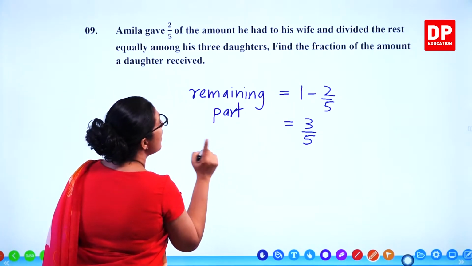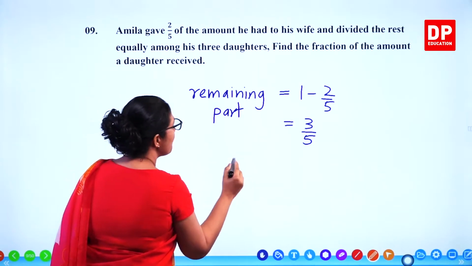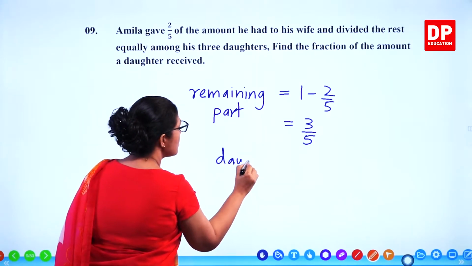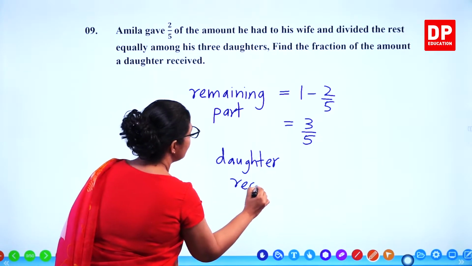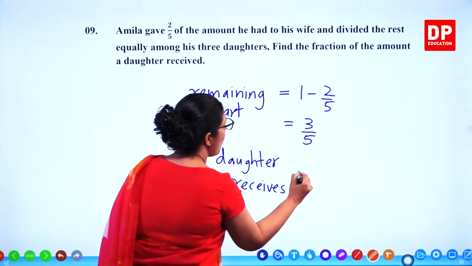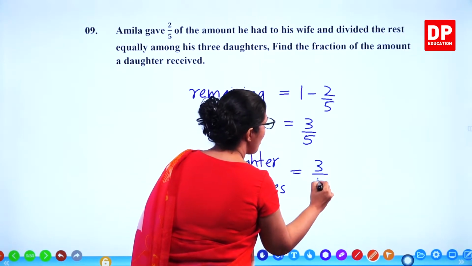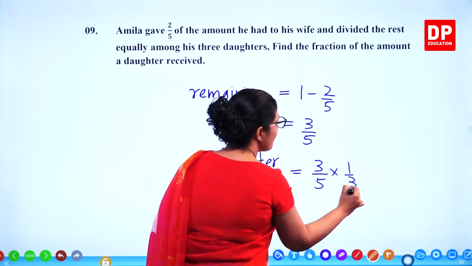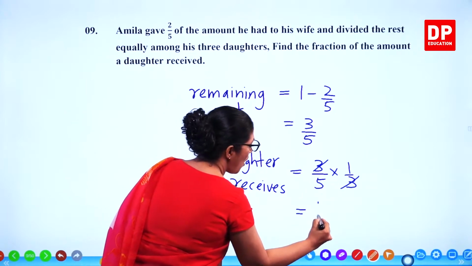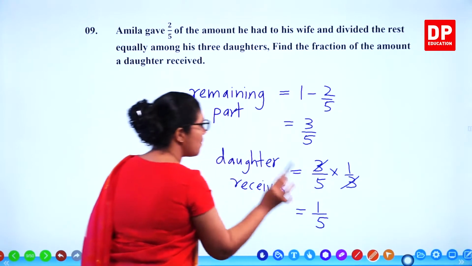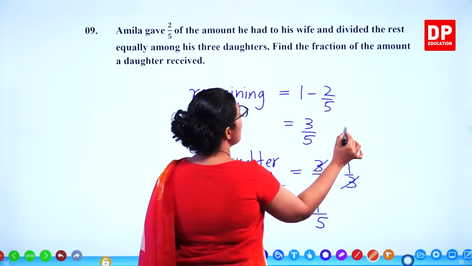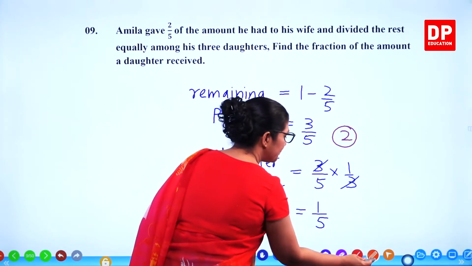So what is the part each daughter received? So daughter receives 1/3 of that. So that means 1/5. Because equally we need to divide by 3. So you get 2 marks for that.